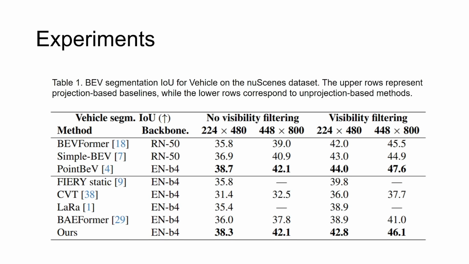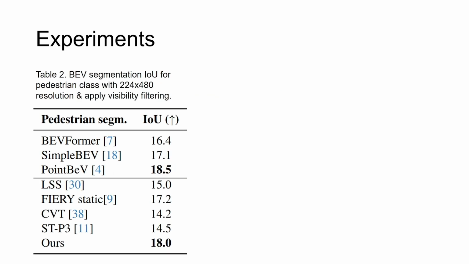Across all settings, our method consistently outperforms other unprojection-based methods, establishing state-of-the-art performance in this category. We further evaluate our method on pedestrian segmentation. At 224 by 480 resolution with visibility filtering, it outperforms all unprojection-based baselines and is only 0.5% behind the best projection-based method, showing strong performance on small object categories.